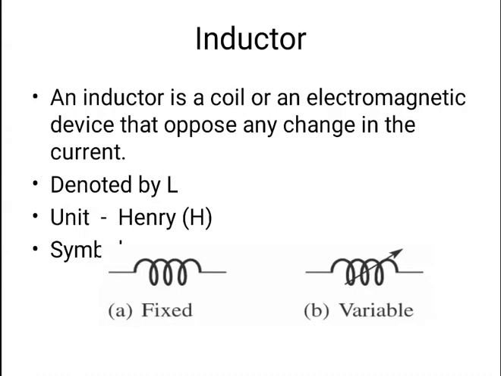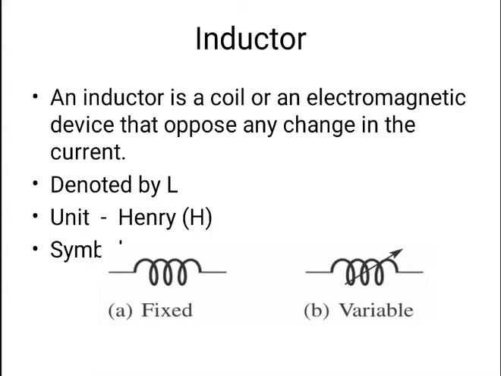Hello everyone, so this is the next topic, that is inductor. We have completed resistor and capacitor, and the next one is inductor. Let us see what we mean by inductor. It's a coil or an electromagnetic device that opposes any change in the current. A capacitor has a property to oppose any change in the voltage, and an inductor has a property to oppose any change in the current. It is denoted by L.